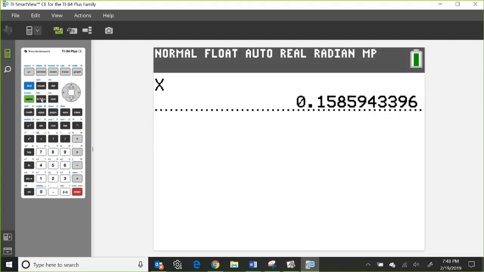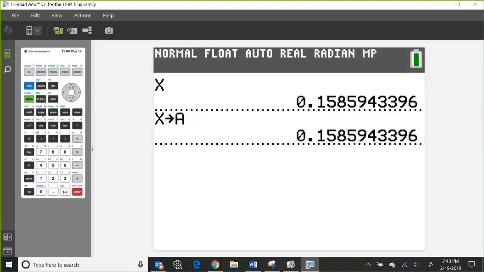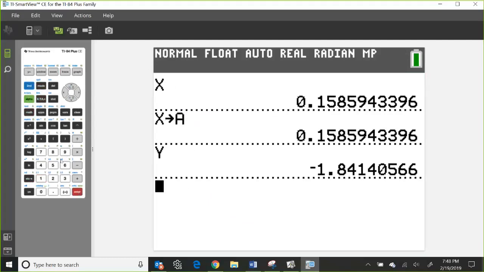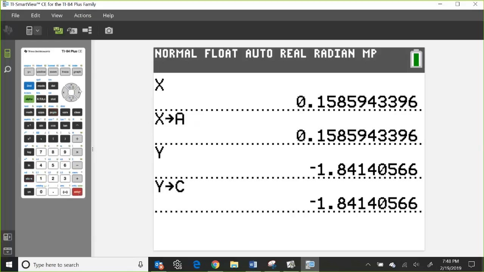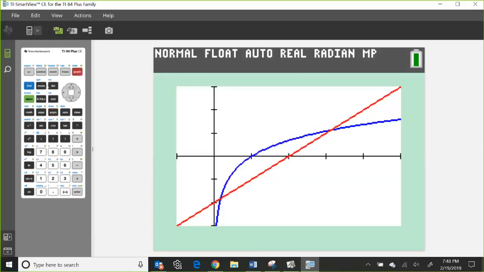Oh yeah, there it is. So then we're going to say X, store it, and I'm going to put it in A, alpha A. There it is. And then I'm going to pull up the Y, which is an alpha Y, which is down here on the 1. And I'm just going to press enter. Yep, it is. So I'll have alpha Y, store in, and I'm going to put it in C, alpha C. There we go. And I'll go back to my graph and get the next point of intersection.